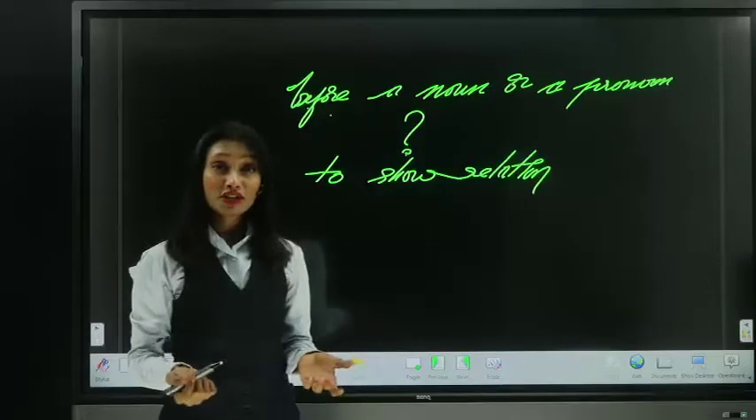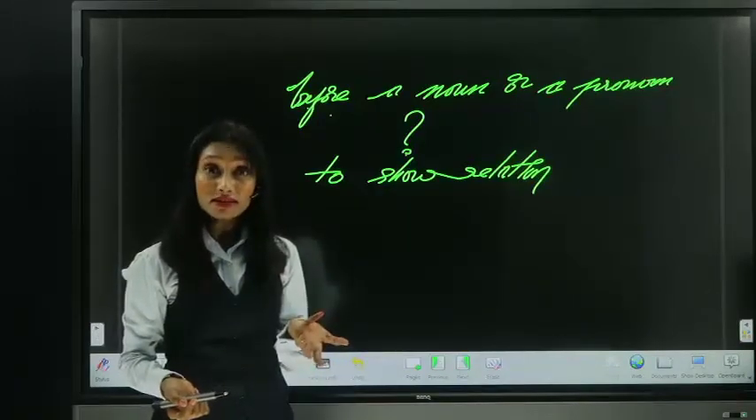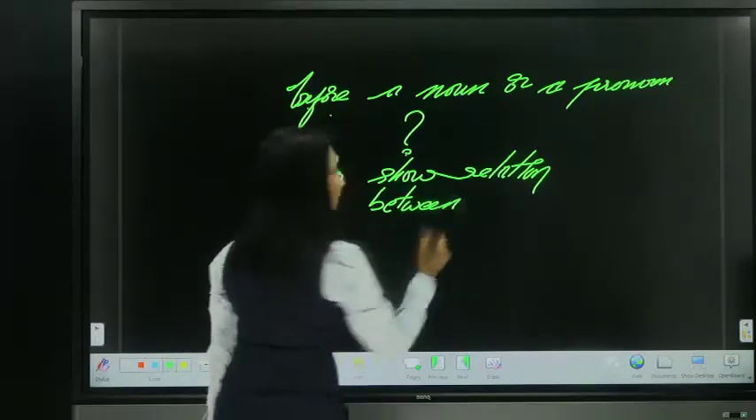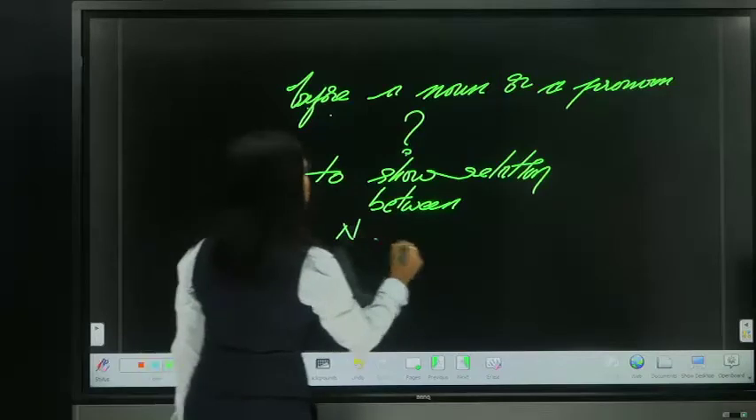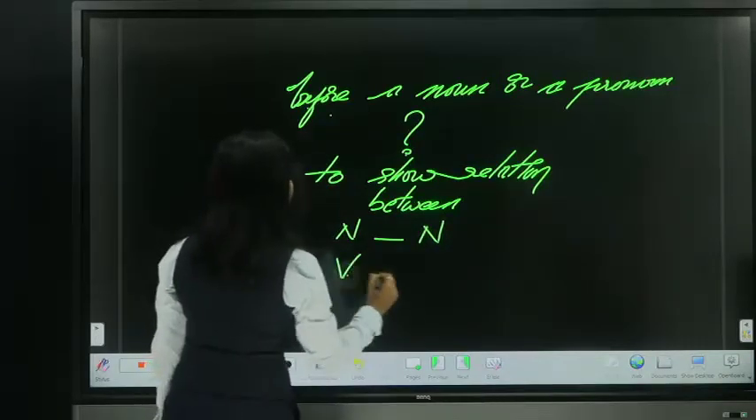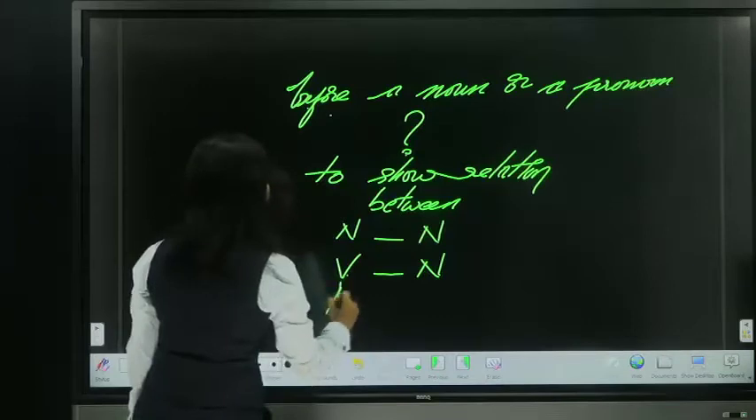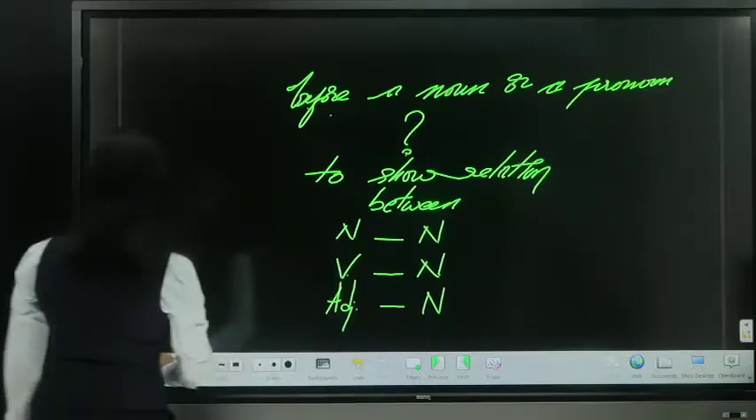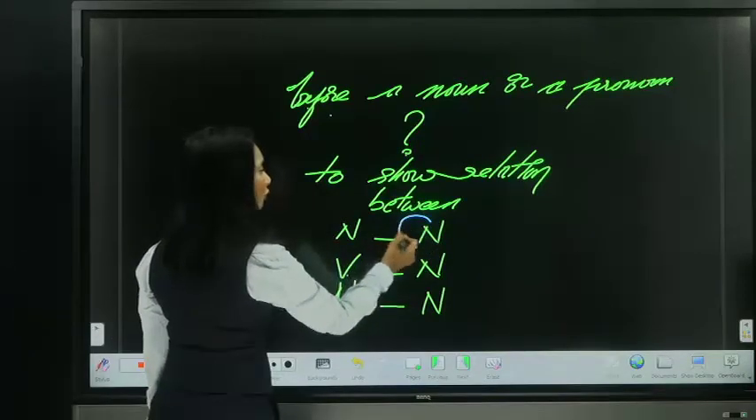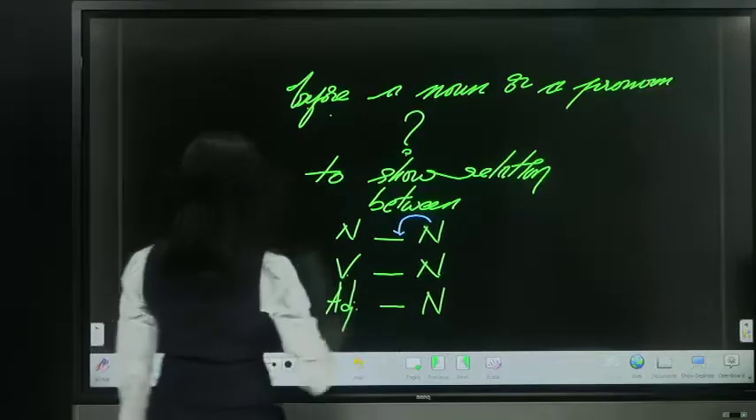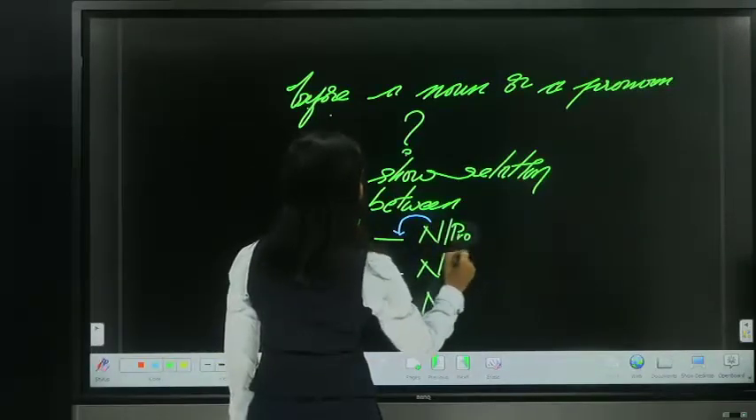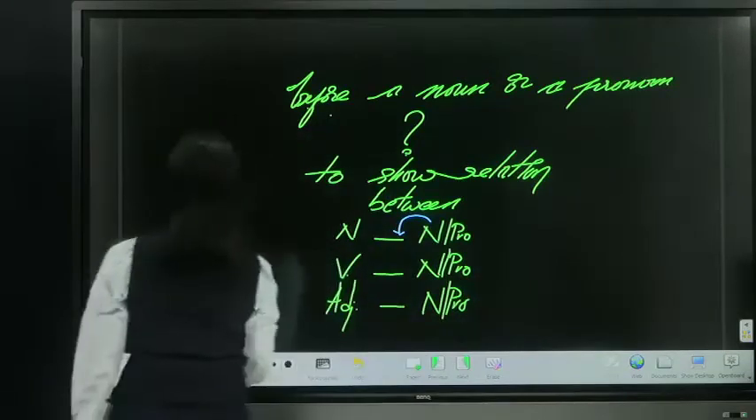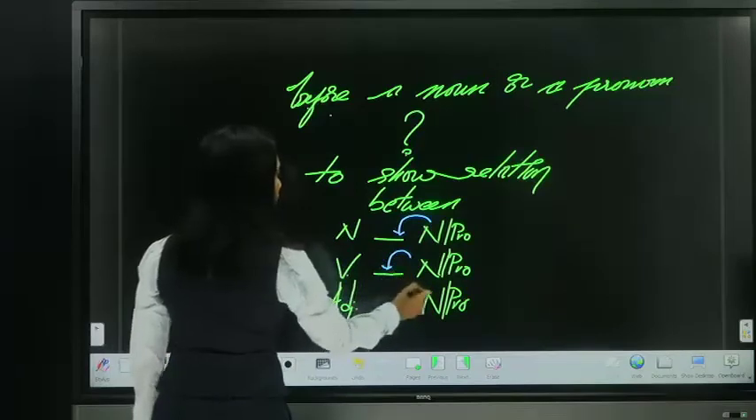Whenever we talk about relation, the next question is: between whom? Relation between a noun and a noun, a verb and a noun, and an adjective and a noun. Remember, a preposition is always placed before a noun. Here, noun in the sense it can also be a pronoun. So, a preposition is a word which is always placed before a noun or a pronoun.